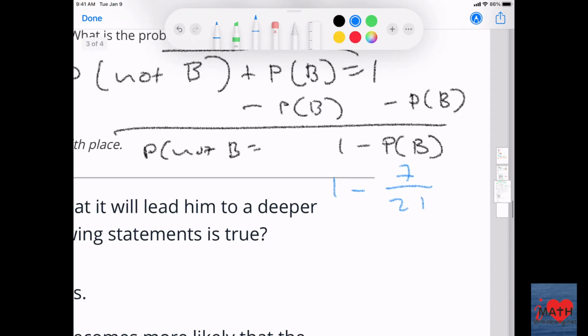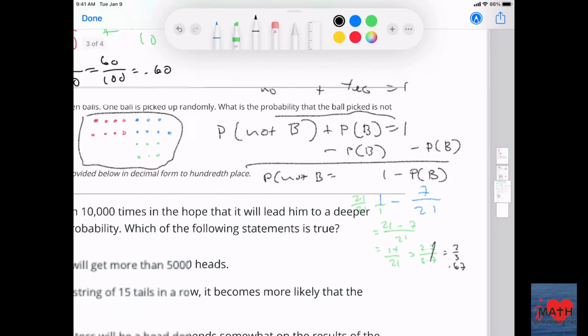Okay, this 1 turns into 1 over 1, and you multiply by 21 over 21. So 21 minus 7 over 21 will give you 14 over 21, which is 2/3. 0.67 is our answer.